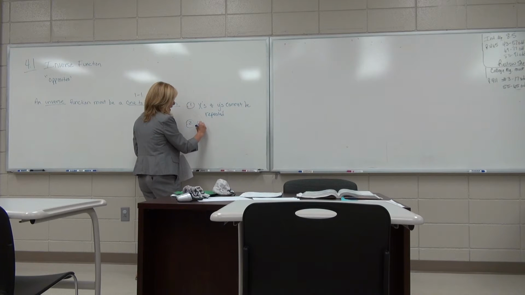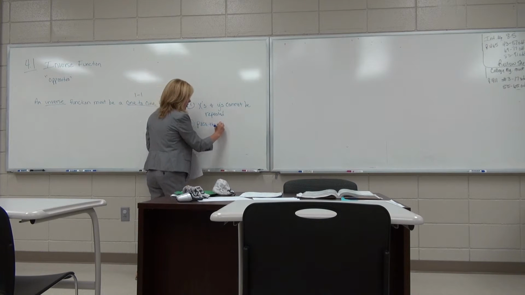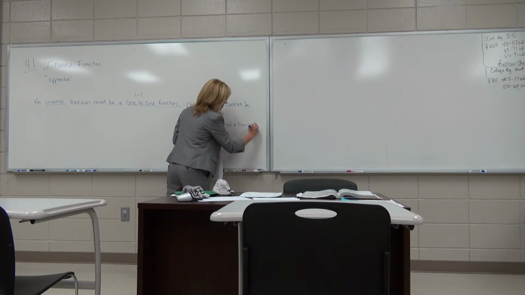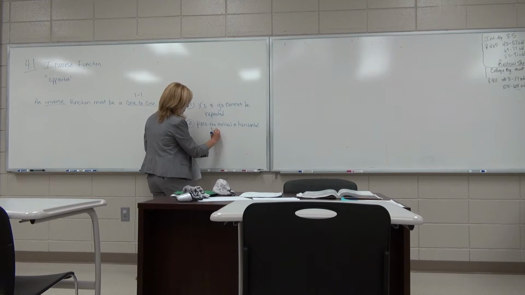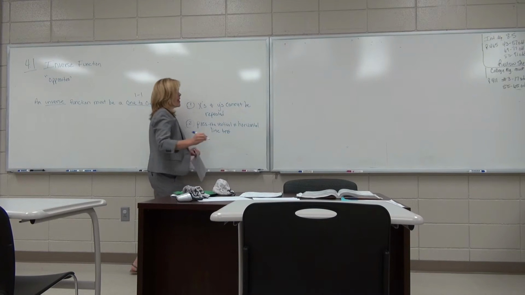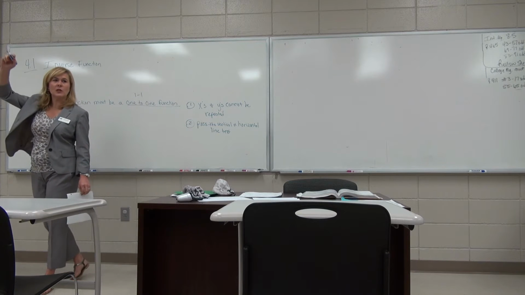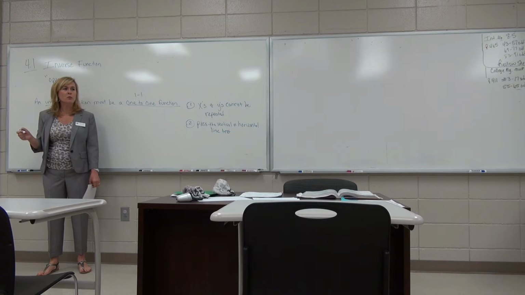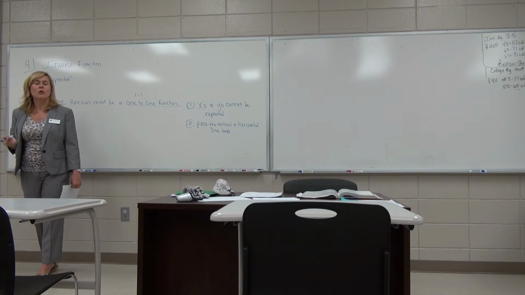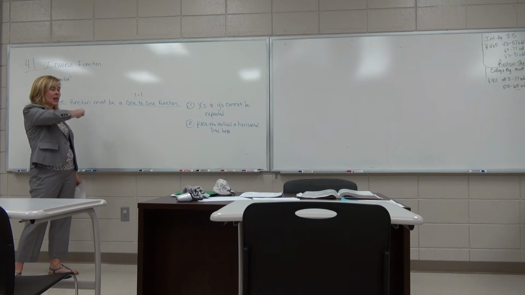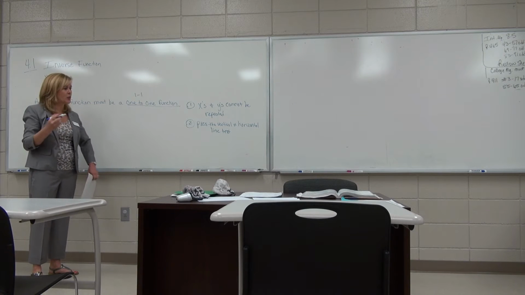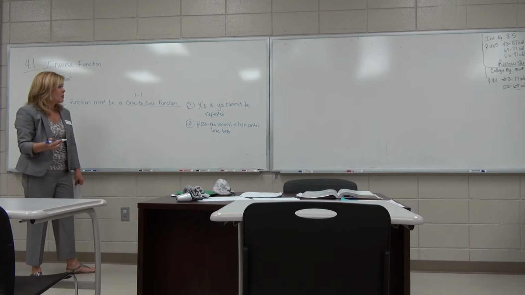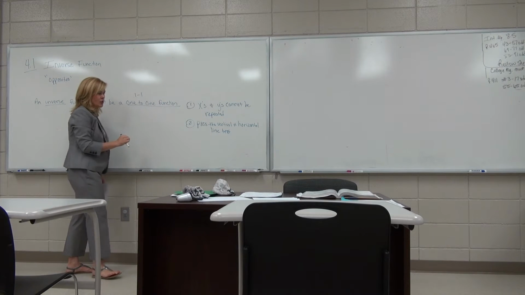Step 2, it has to pass the vertical and horizontal line test. Now the horizontal line test is just like the vertical. Remember the vertical line test is if you draw a vertical line anywhere through your graph, if it passed through more than one point, it was not a function. Well, the horizontal line test is if you draw a horizontal line anywhere through your graph and it passes through more than one point, it will not be a one-to-one function. But one-to-one functions have to be functions as well.